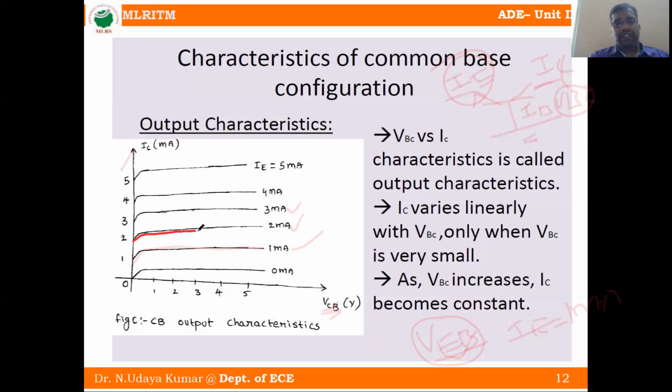Again, the wave is like this. It is somewhat linear up to this, then it is constant. Next, third time, by varying the first junction voltage VEB, you put IE as 4 milliamperes. Then vary the second junction voltage VCB and note down the IC value like this. So this is called output characteristics.